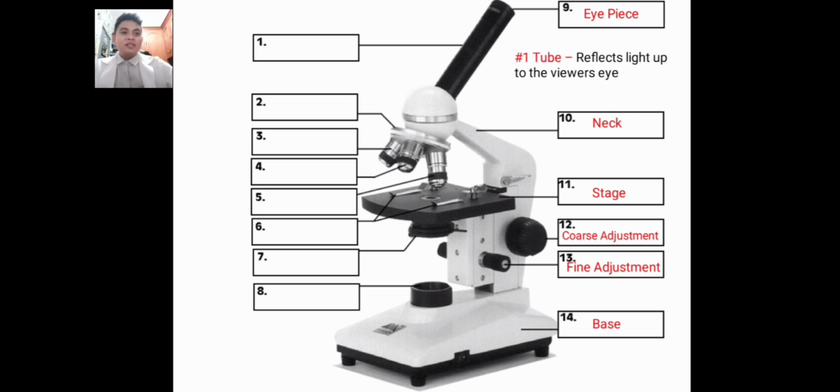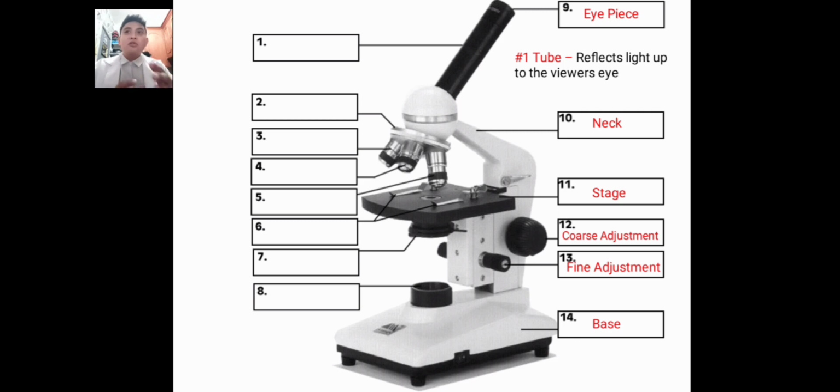And next is the tube. Reflects light up to the viewer's eye. Yan po yung use ng tube. It is the eyepiece holder. Kung nakita nyo po yung black, yung eyepiece po is yung kung saan po natin dinidikit yung eye natin. But the black part, yung tube po dyan, yun po yung eyepiece tube na tinatawag, or tube. It's the eyepiece holder. It carries the eyepiece just above the objective lens.